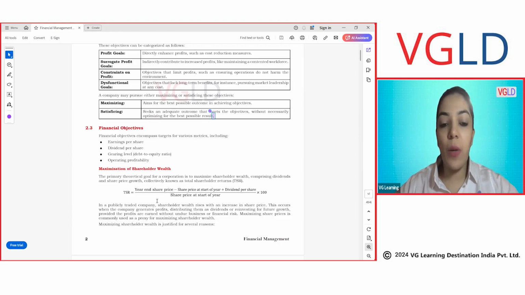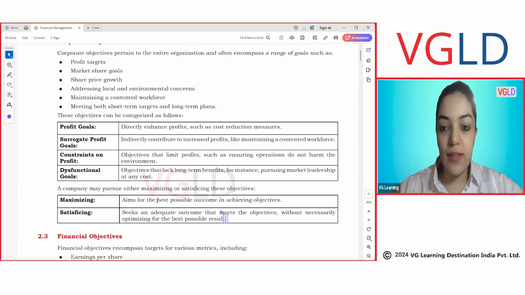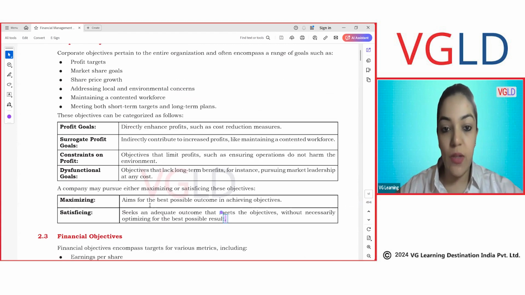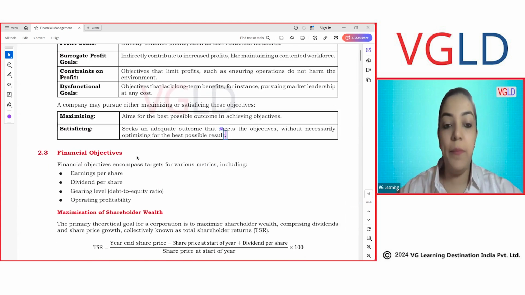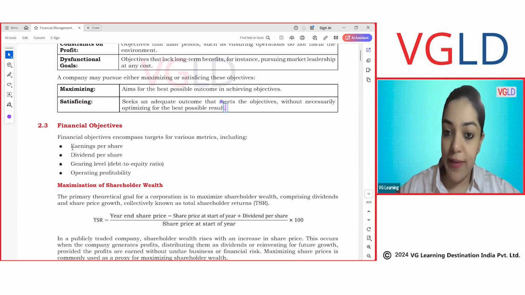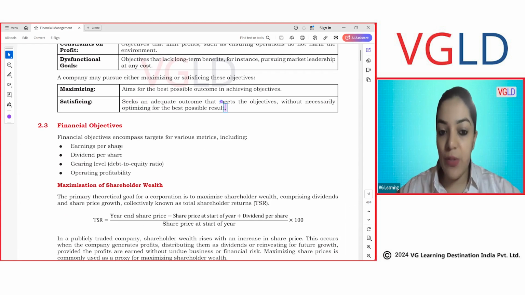So we talked about corporate objectives in our previous class, as to what type of elements comprise the corporate objectives. Now we move our discussion to financial objectives. Financial objectives encompass targets for various metrics, including earnings per share, dividend per share, gearing level, and operating profitability. We will be learning them in special chapters.